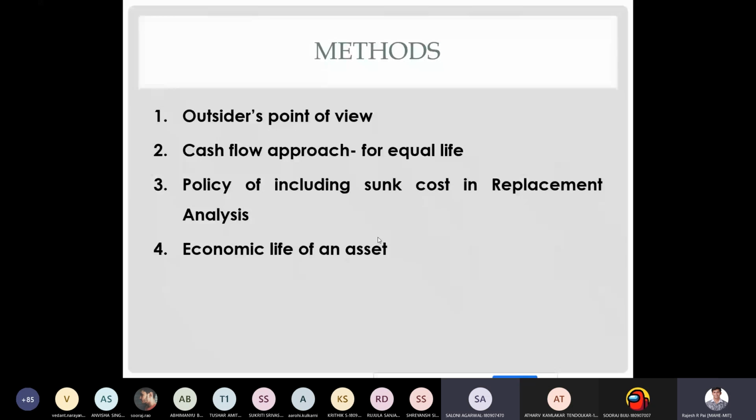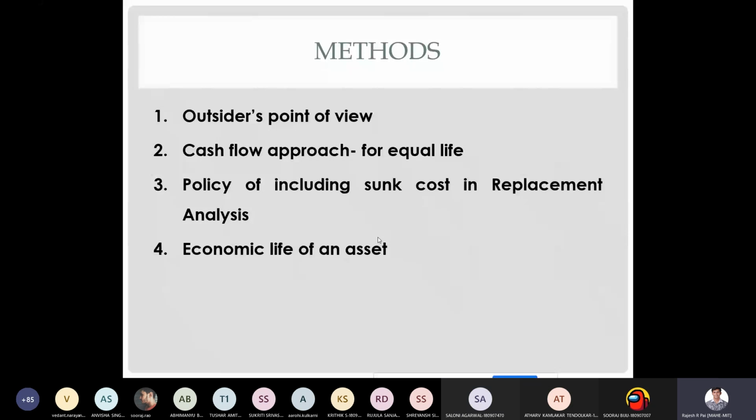Cash flow approach for equal life. So cash flow approach, in the sense you will be having a supplier and a manufacturer, or a person or an organization who wants to replace their asset, and a salesman who is offering a new machine to that organization. So the transaction happening between them is nothing but a cash flow approach.